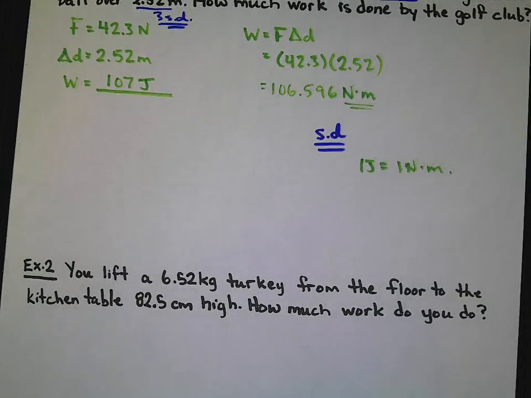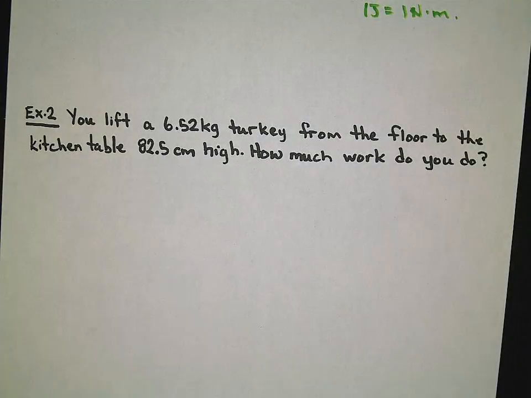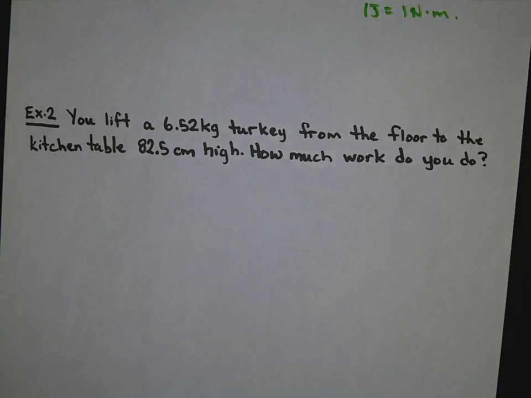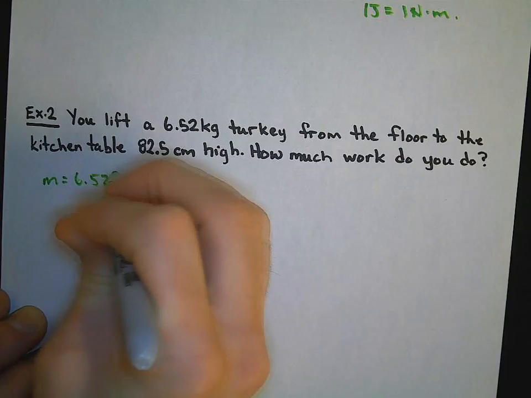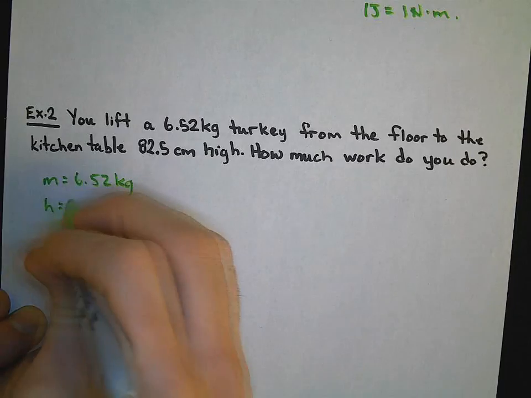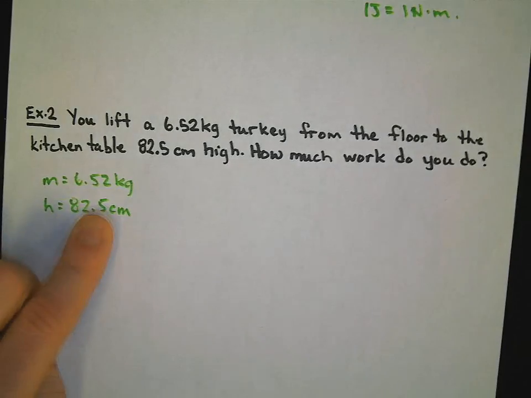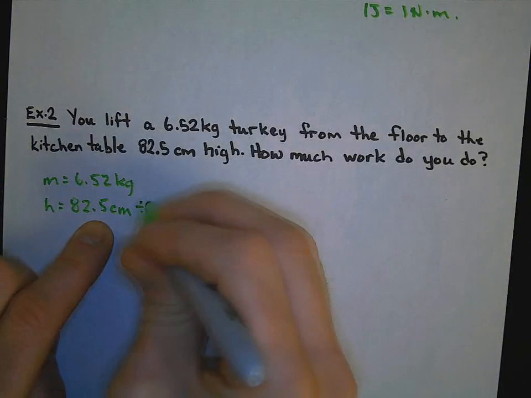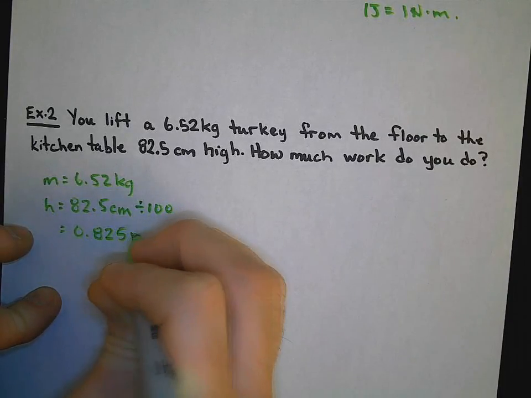Example 2, we lift a 6.52 kilogram turkey from the floor to the kitchen table that's 82.5 centimeters high. How much work have we done? Good question. Let us observe this. I see that my mass is 6.52 kilograms and that I have a height of 82.5 centimeters. Let's change this into our SI unit of meters by dividing by 100. So this is 0.825 meters.